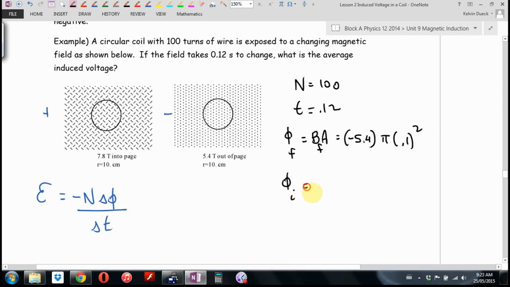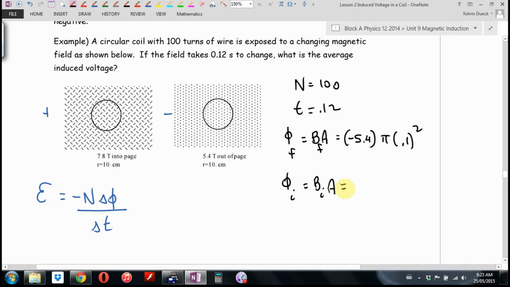Flux initial. It's going to be B initial times A, because the area is not changing this time. The magnetic field is changing. Oh, and also, Vanessa, you'll notice I'm being way more careful. That 0 in the previous questions allowed me to be pretty casual, because I knew I was going to get one of them right. You know?